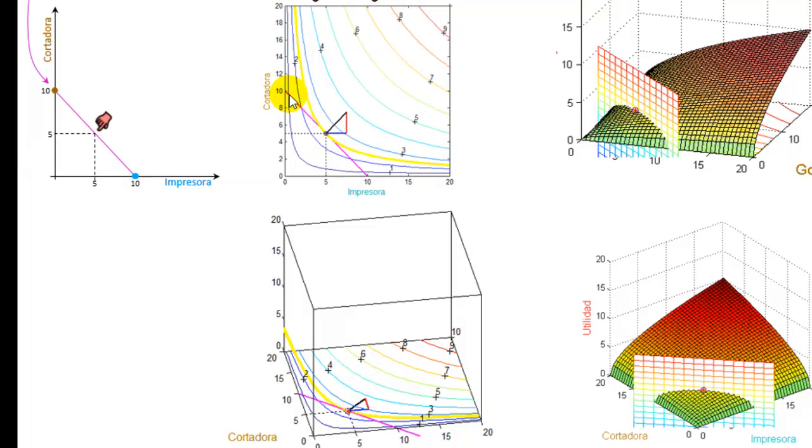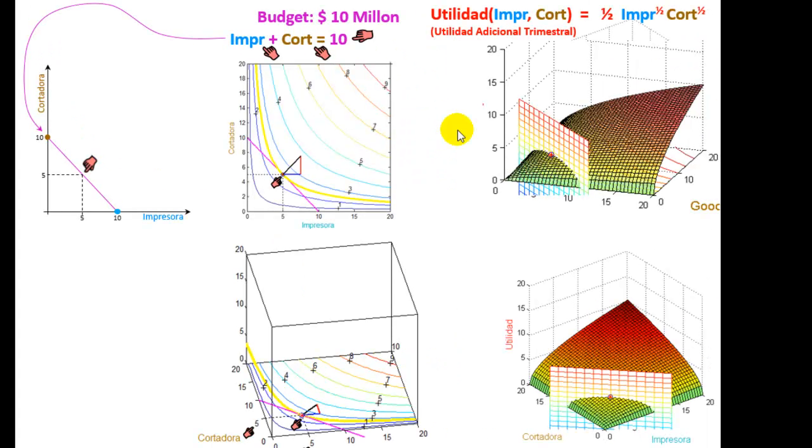Well, the point within this magenta line that maximizes this function is this point, which in this graph is this point, and 5 printers and 5 cutters is the solution that fulfills the budget constraint and also maximizes the utility function. So how can we find this optimum? Well, first let's see a graphical solution.